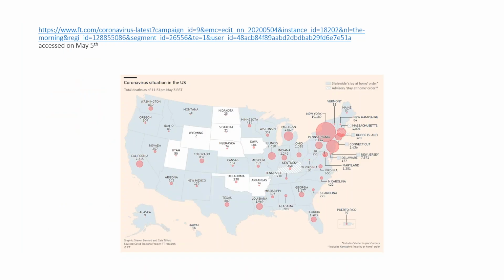Moving on to the US, this is how the map looked back in early May, as far as number of cases by state. And as you can see here, the more densely populated areas in the northeast of the country are where the most cases were present.